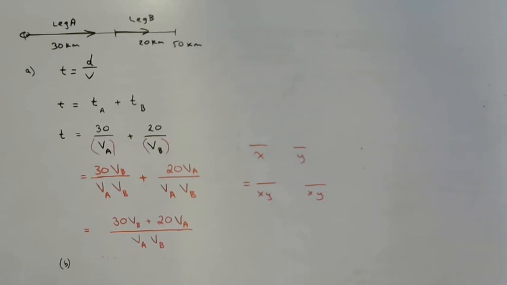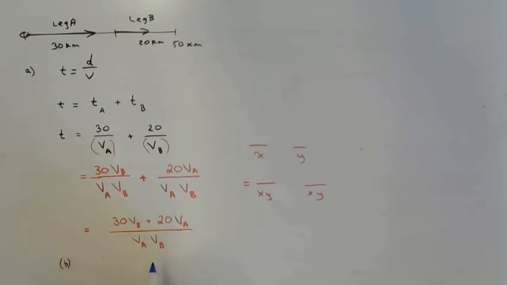In part B, what makes sense? Is the faster person going to do leg A or leg B? Leg A. The faster person is going to do leg A. So Raj can maintain an average speed of 35 kilometers per hour. Mac can do an average speed of 25 kilometers per hour. And we need to determine the minimum time for them to complete the race. So who's going to do what? Raj is going to do A, and Mac is going to do B.